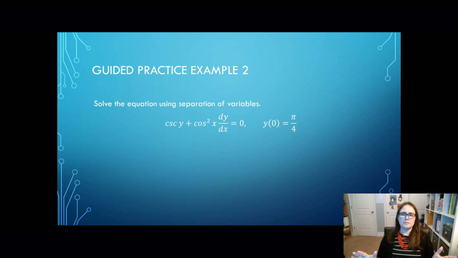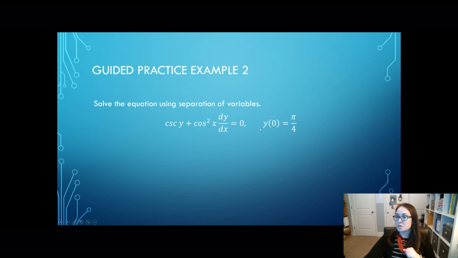Okay, so let's see how that works. We're going to take equations, separate the variables, and then see, well, what do I do next to solve it? So here's an equation, kind of a nasty looking one. I've got x's and y's in there. I want to see if I can separate the variables.